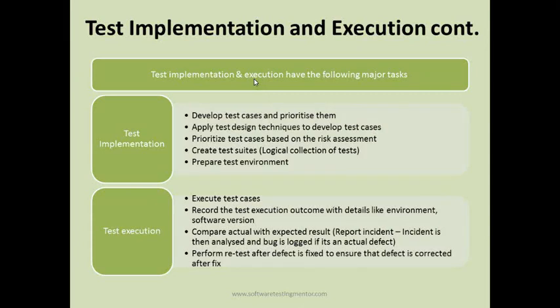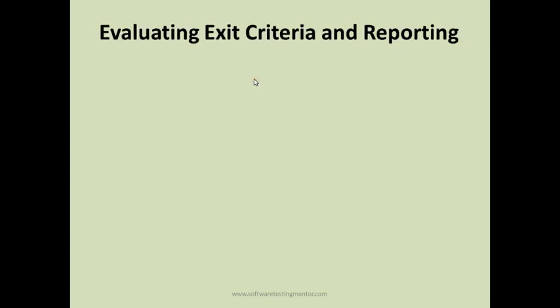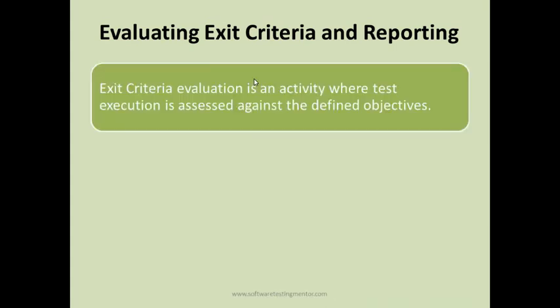Defect is corrected. So these are some of the test execution steps that you do. Then the other step is to evaluate exit criteria and reporting. So what do you do in evaluating exit criteria and reporting? Exit criteria evaluation is an activity where test execution is assessed against the defined objective.